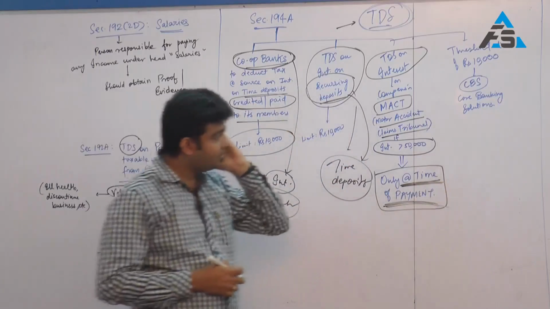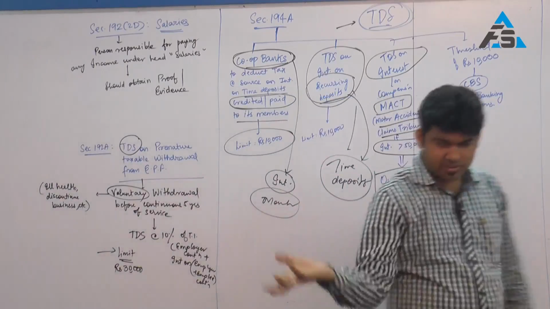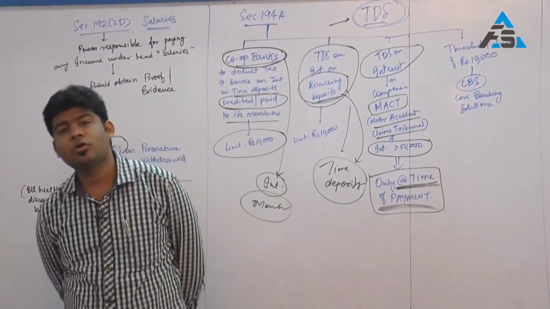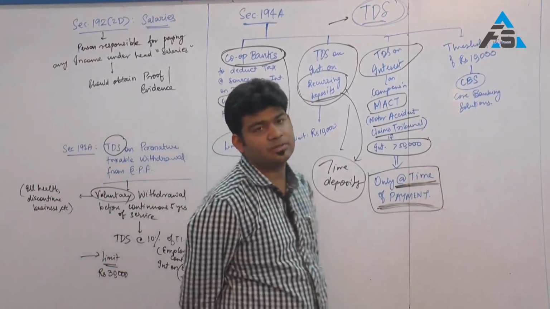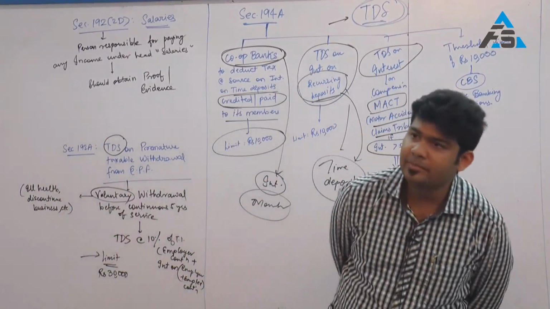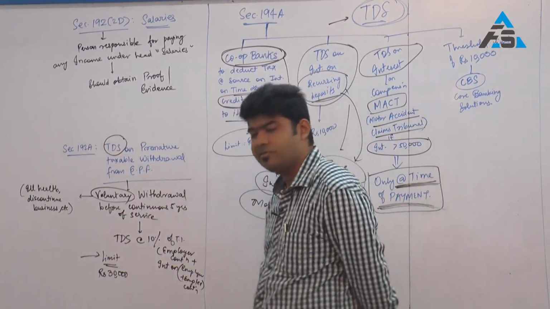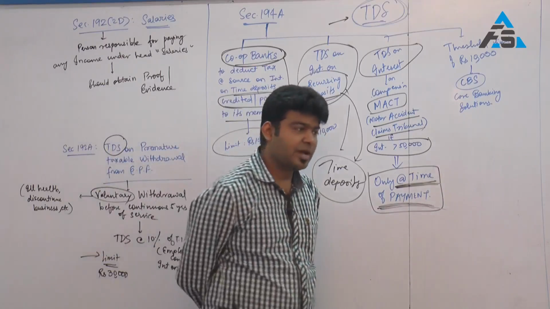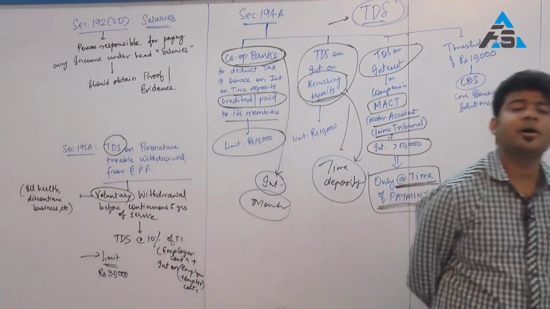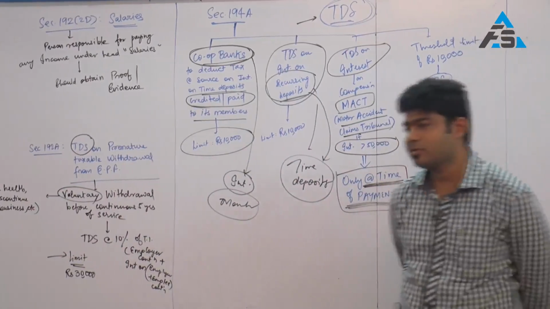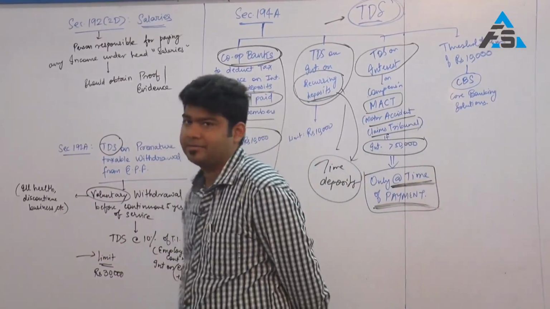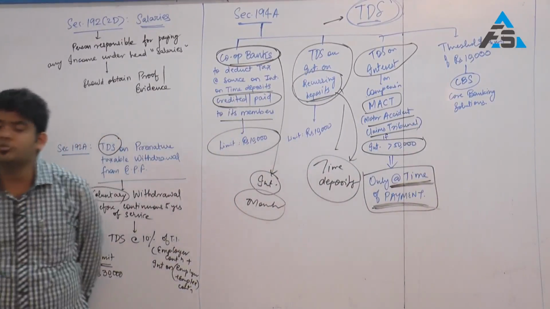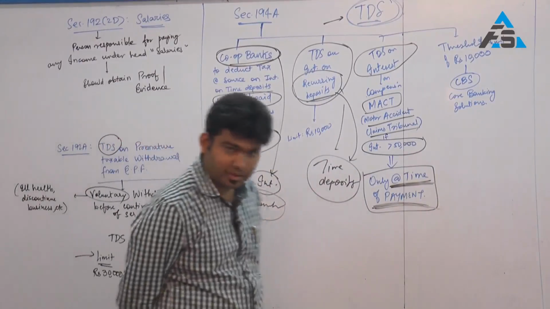Moving on, threshold limit of 10,000 for core banking solutions. There's a question in your practice manual as well relating to this. What happens is, suppose there's Bank of Baroda. You have an account with the Bank of Baroda branch Borivali, an account with the Bank of Baroda branch Andheri, and an account with the Bank of Baroda branch Chennai. So these are the three bank accounts that you have with Bank of Baroda.